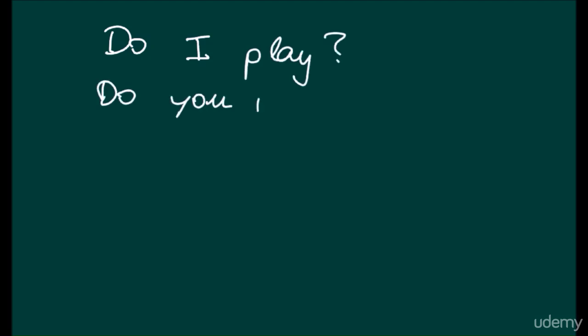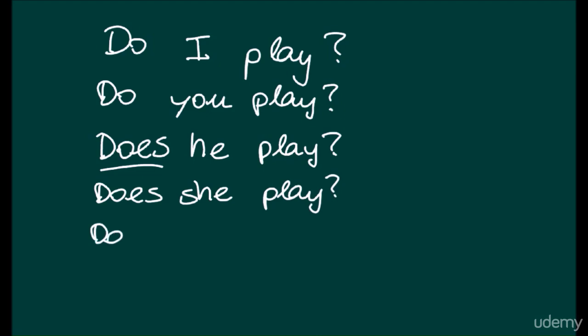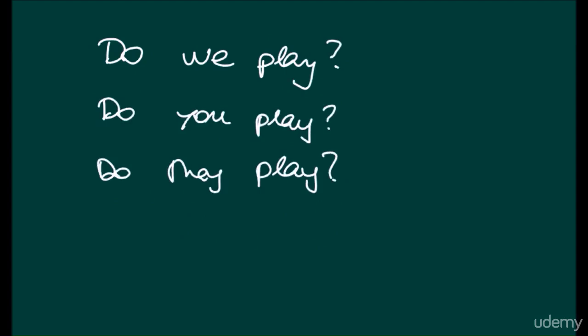Now take a look at the questions. To create a question, we need an auxiliary again. We say, do I play? Do you play? But in he, she, it, we say, does he play? Without the S. Do we play? Do you play? Do they play? Again, the different ones are he, she, it, where we put does instead of do. Watch the WASV lessons for more information on how to create questions.